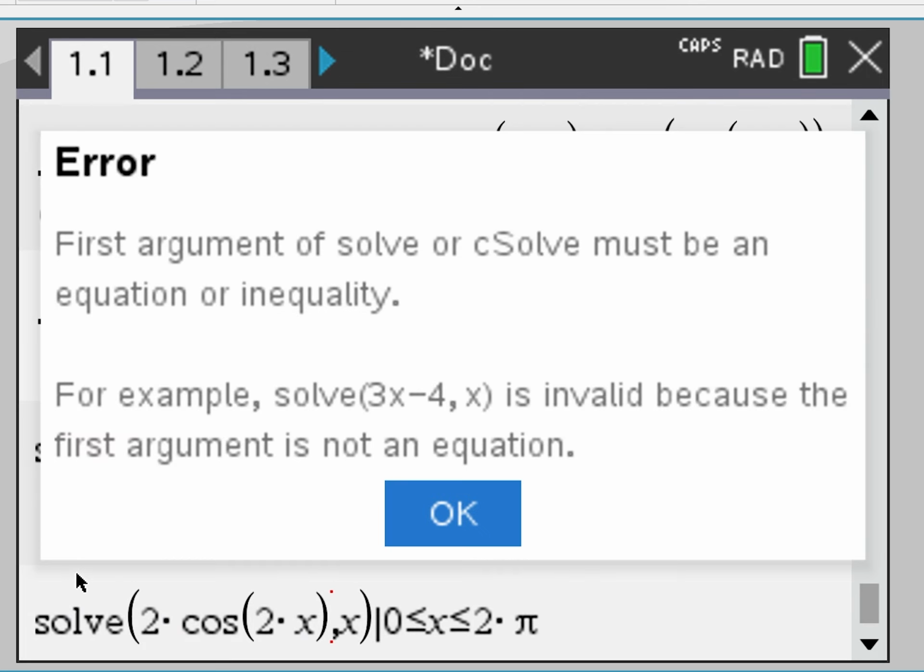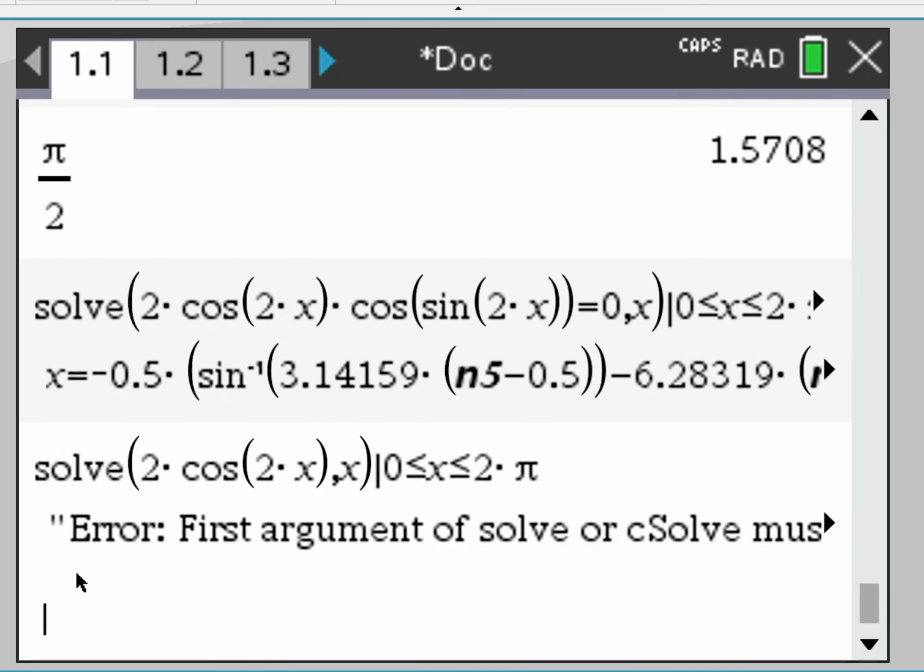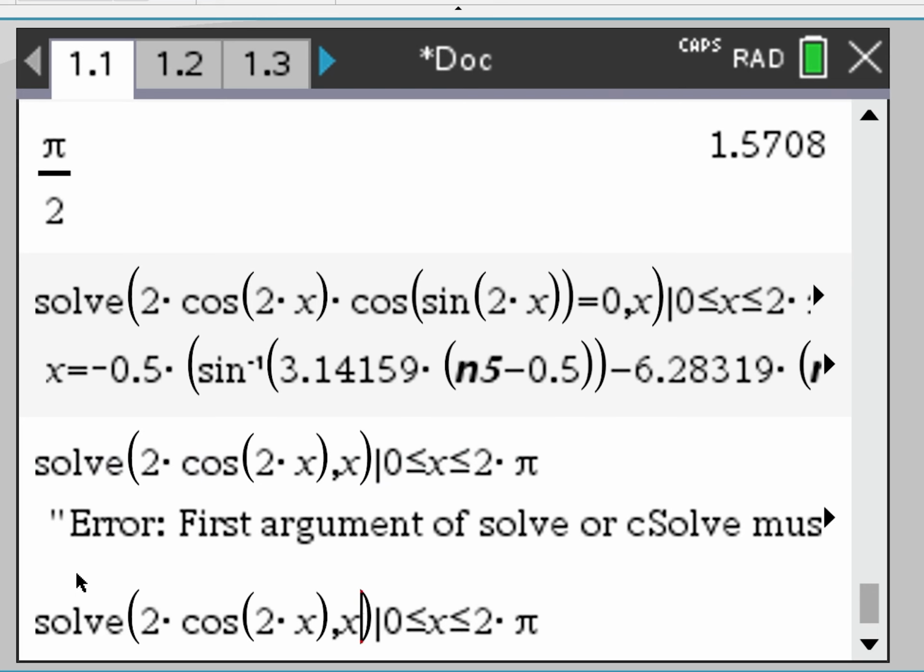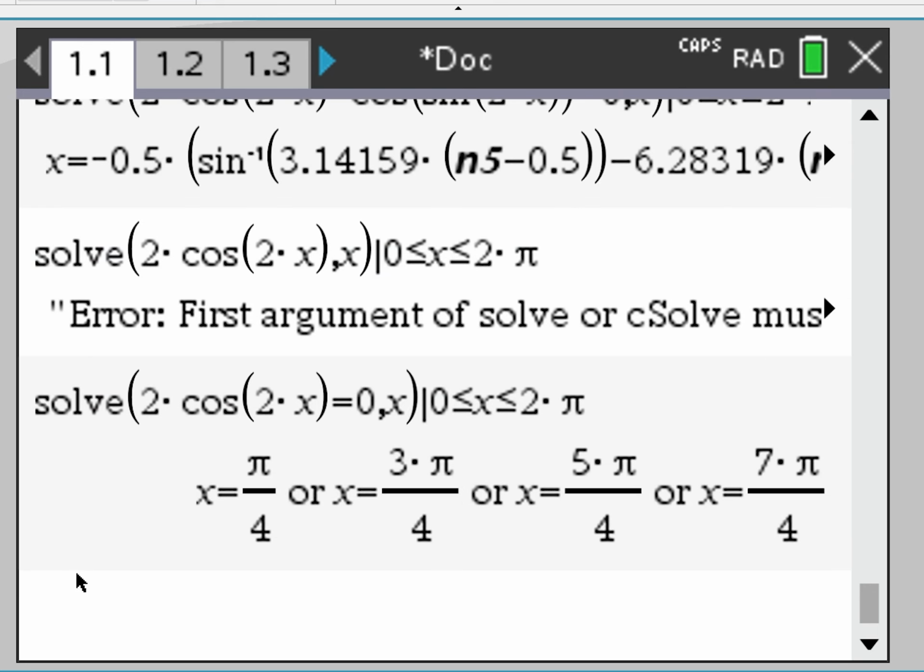So if I do that, I didn't set it equal to 0. There you go. Oh, there you go. Fantastic. Okay, so this worked.